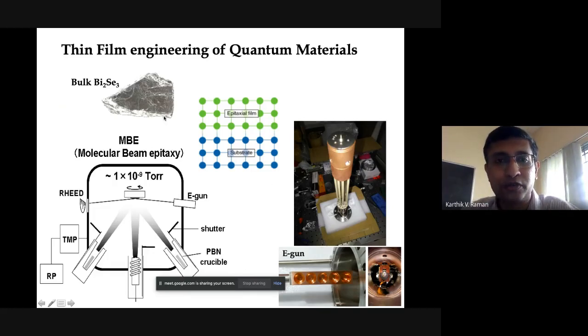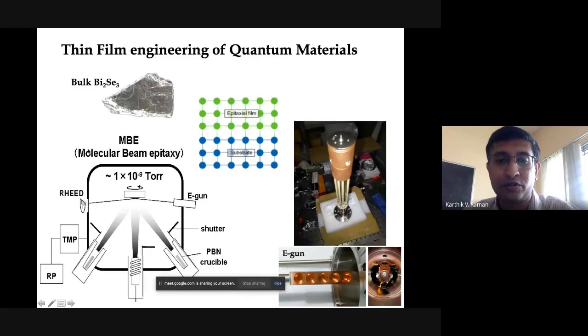I'm showing you here on the top a bulk single crystal of bismuth selenide. Okay, and so this is something interesting. Just as I showed you a silicon ingot, but how do you go beyond? If you want to make thin film devices of these materials, it is a challenging concept.